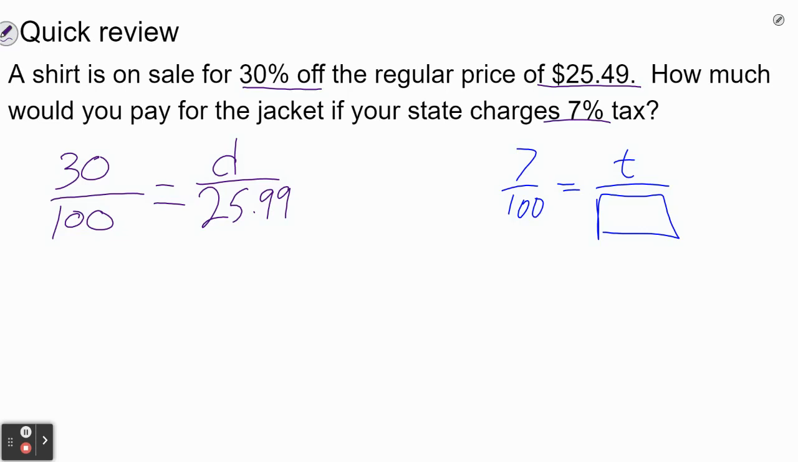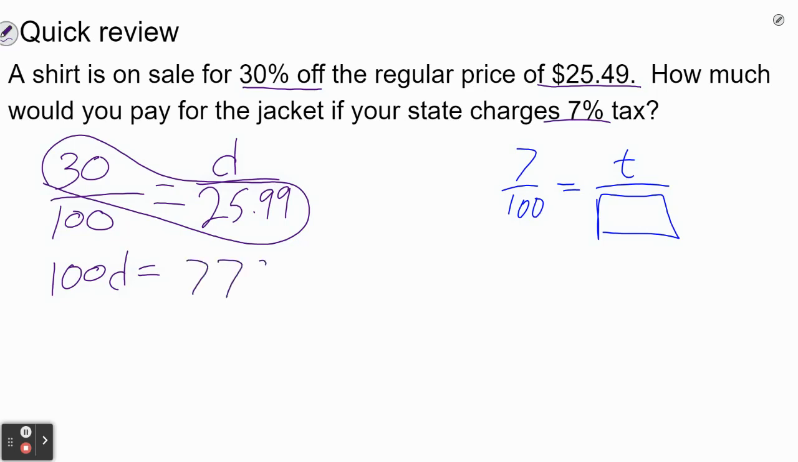100D equals, and then you have to take your 30 times 25.99. Oops, I forgot a 9. 779.7 divided by 100. Then round to the nearest penny. Is this staying 79 or is it going to 80? 80. So our discount is 7.80.